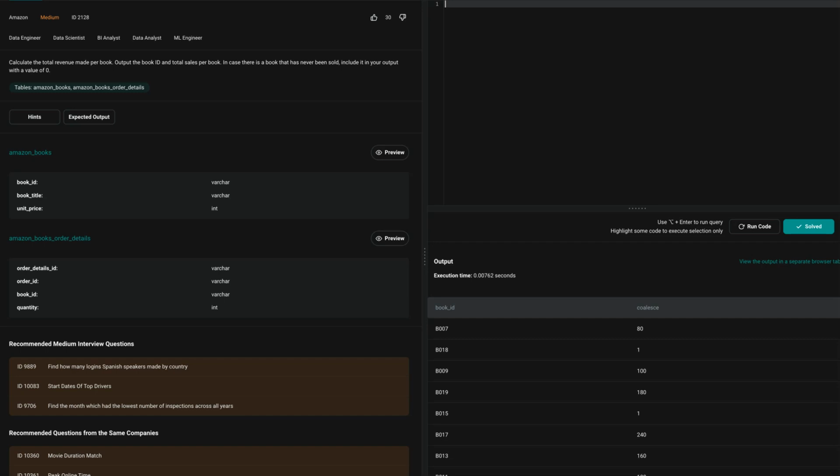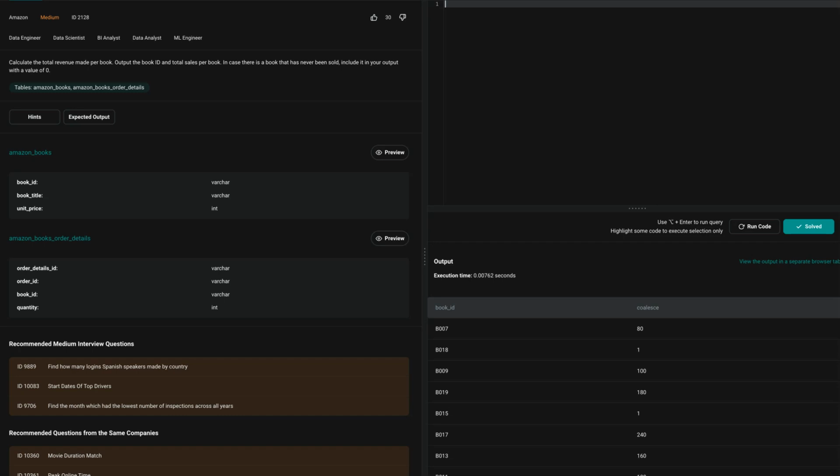Let's do some more SQL coding today. This question was asked in an Amazon interview. In this question, they're asking, calculate the total revenue made per book, output the book ID and the total sales per book. In case there's a book that has never been sold, include it in your output with a value of 0. This is a good question.